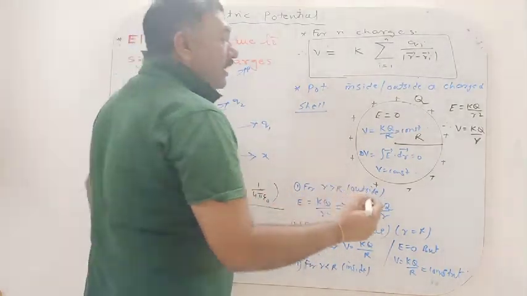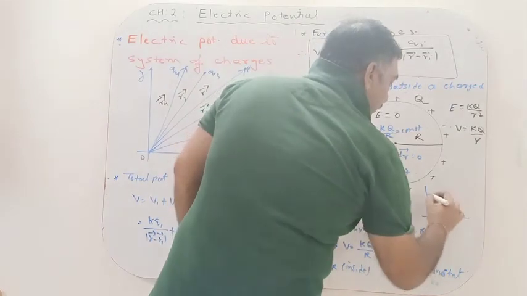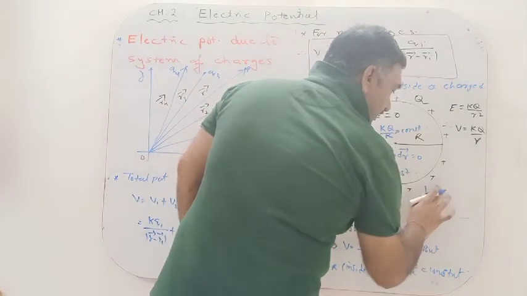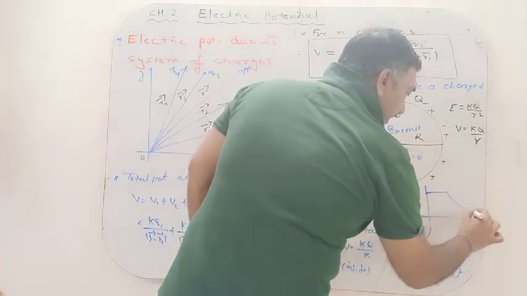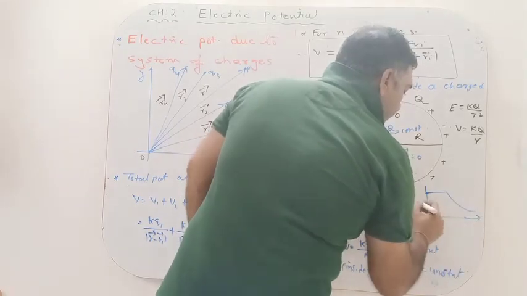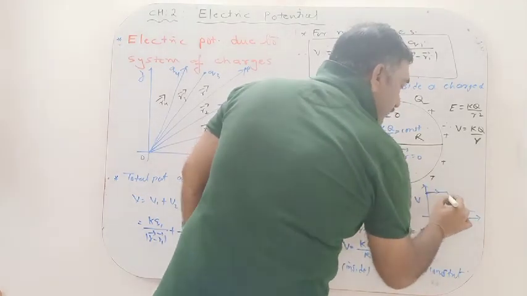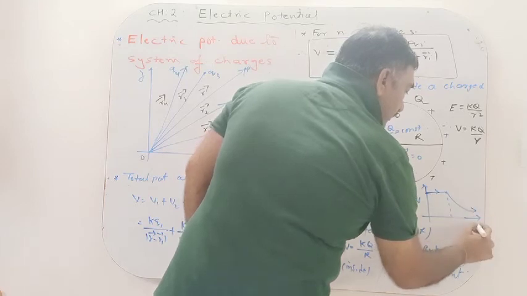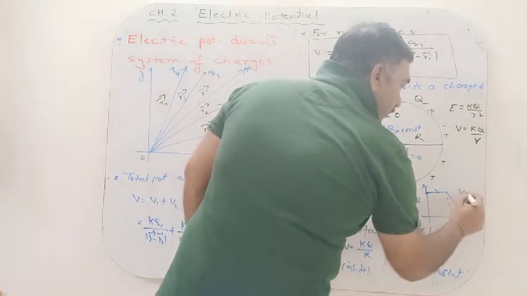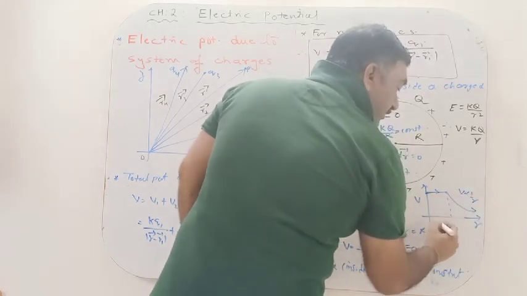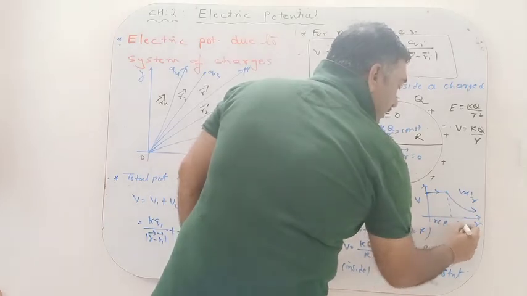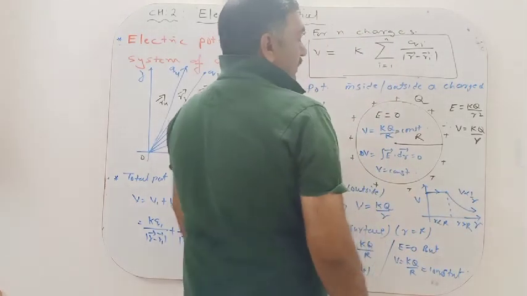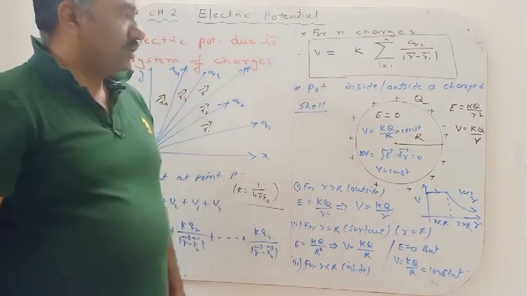And if we plot a graph, first it remains constant, a straight line, and then it decreases. This is the graph of V versus distance. Here V is proportional to 1 by r, where V remains constant for all points inside, and this is for all points outside.